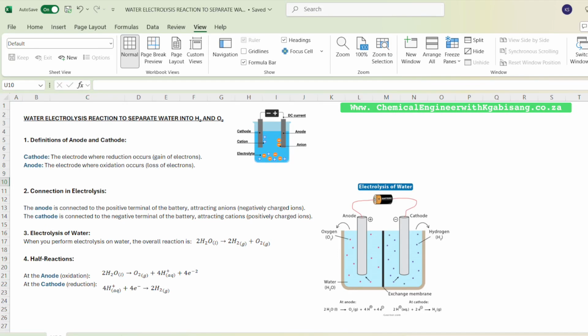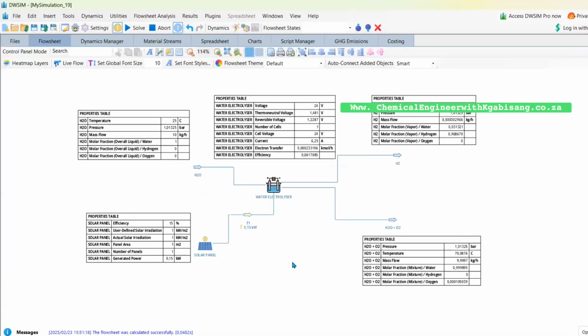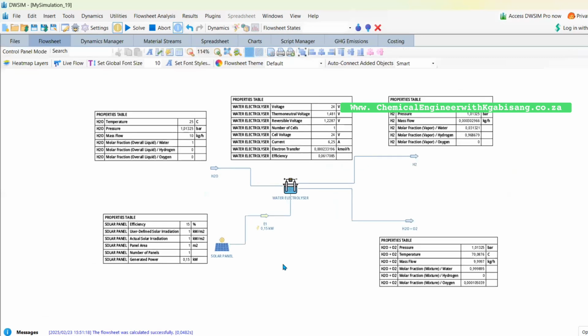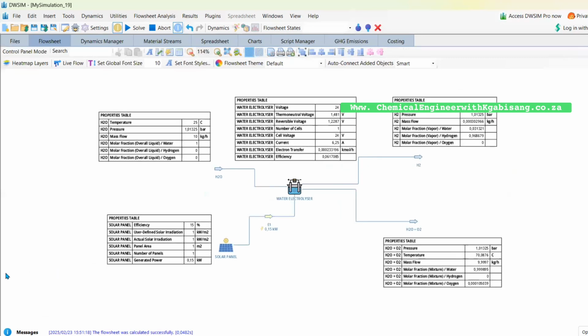On today's video, we'll be looking at a very simple process called electrolysis, and this time around we'll be using the DWSIM simulation. I've also done a similar exercise whereby we used electrolysis, but that time around we used Aspen Hysys. On today's example, we will be looking at water electrolysis, but this time around using DWSIM.